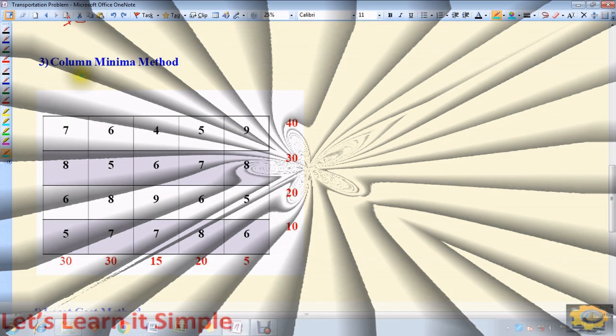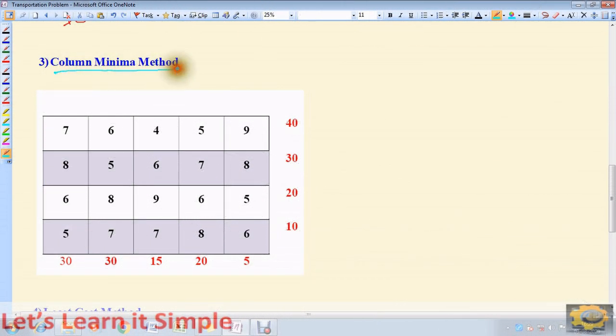Next method is column minimum method. So this method is similar to row minimum method, wherein we need to take the columns, first column, second column, instead of first row, second row as we did in the row minimum method. Now let us take the first column. In the first column, we have cell values as 7, 8, 6 and 5. So among this, the least is 5.